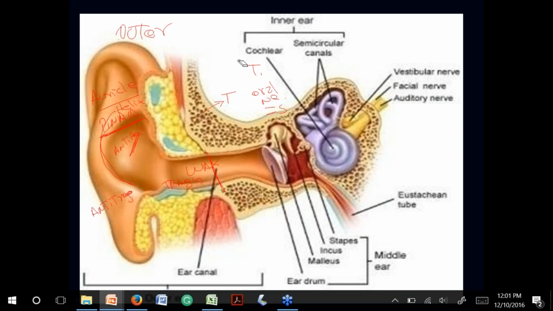So now that we have that, we are going to talk about the inner ear. All right, talking about the inner ear, we have three main components, right? What components are those?